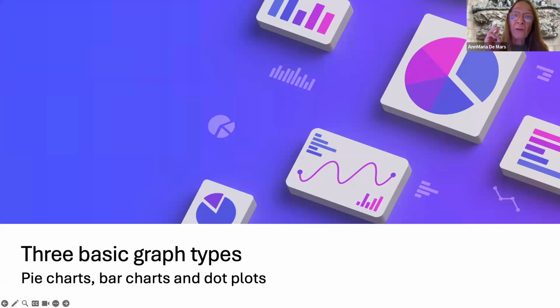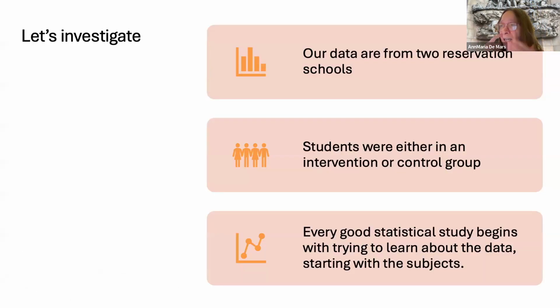In this video, we're going to cover three basic chart or graph types: pie charts, bar charts, and dot plots. Our data, as I said, are from two reservation schools, and students were either in an intervention or control group, and we'll use these data for the next several examples.